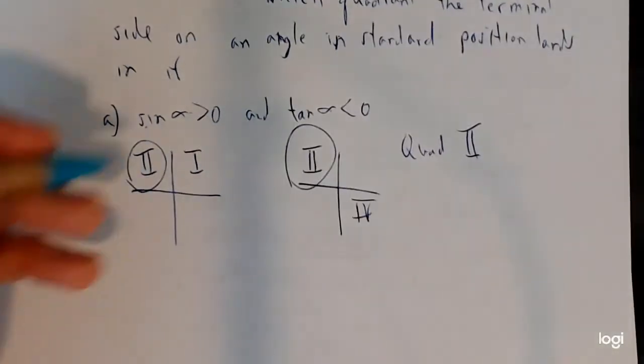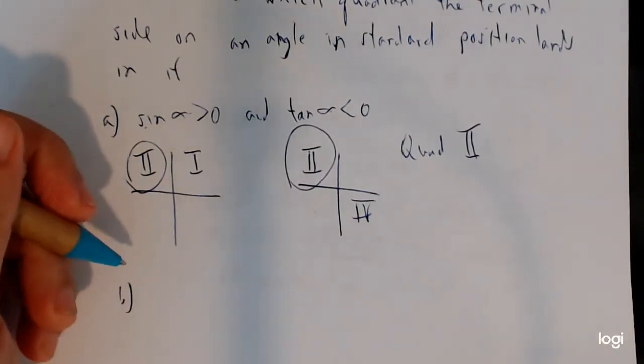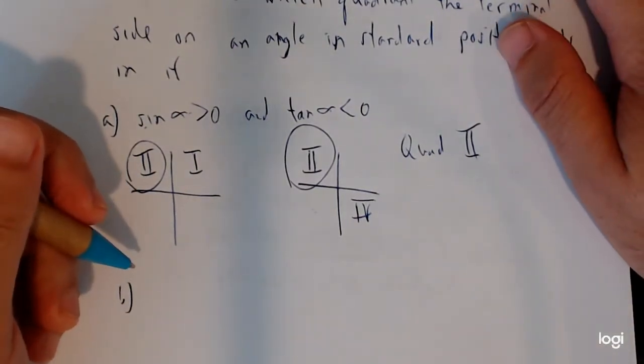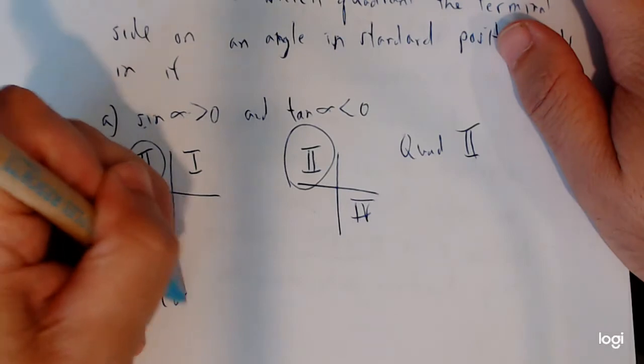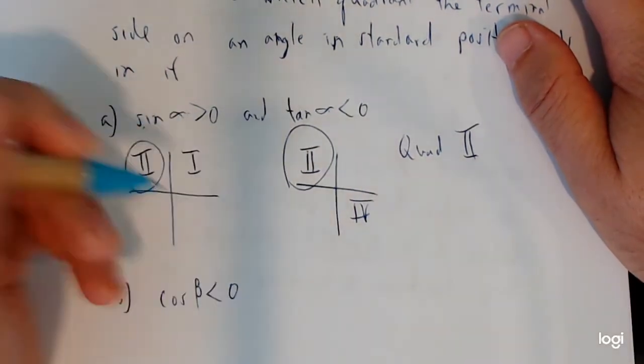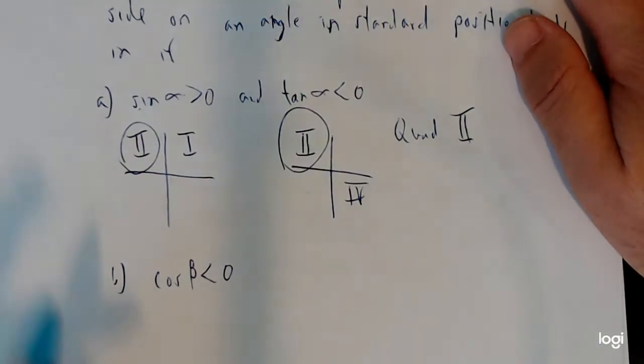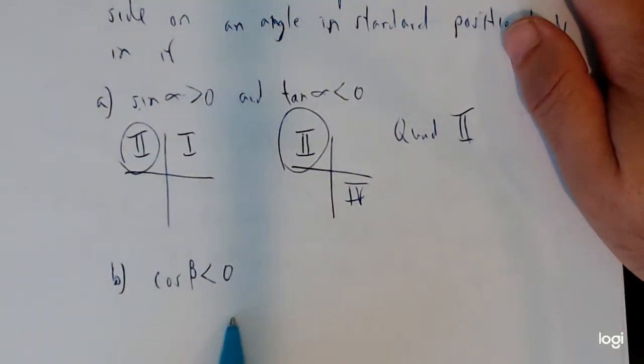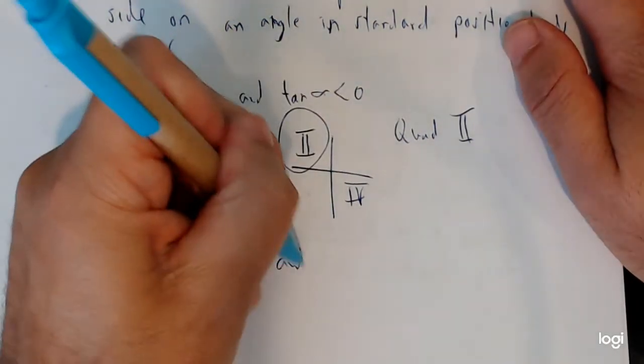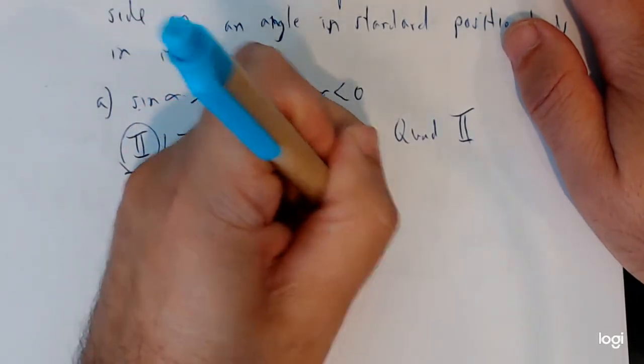So for part B, I would recommend that you pause the video and try it out on your own, and then play it and see if your answer is consistent with mine. So the next one is saying what? Cosine of beta is negative and cotangent of beta is positive.